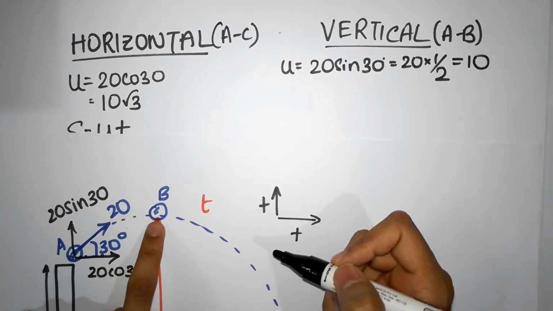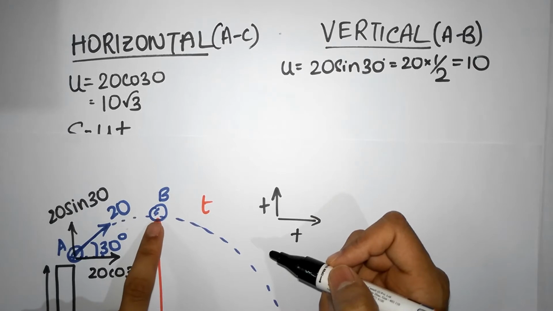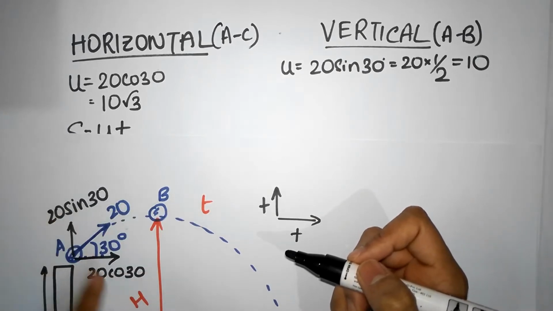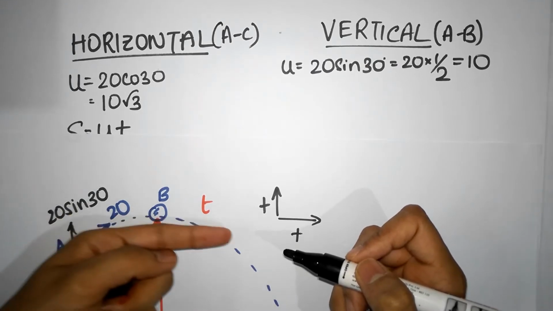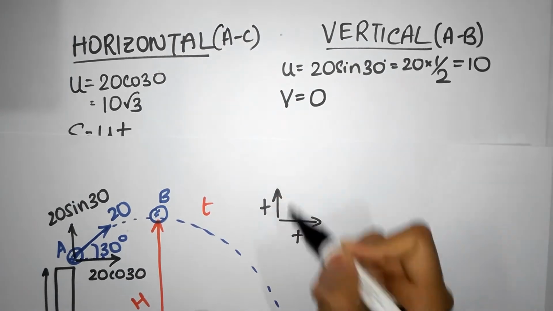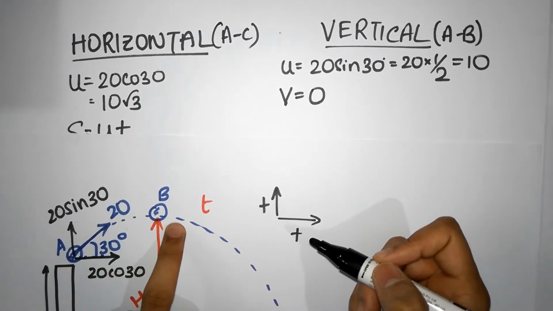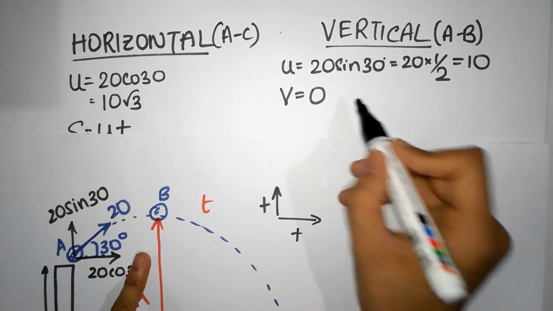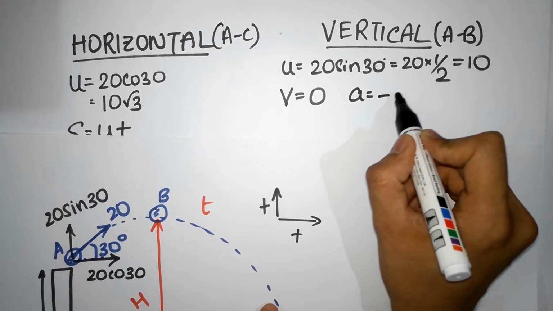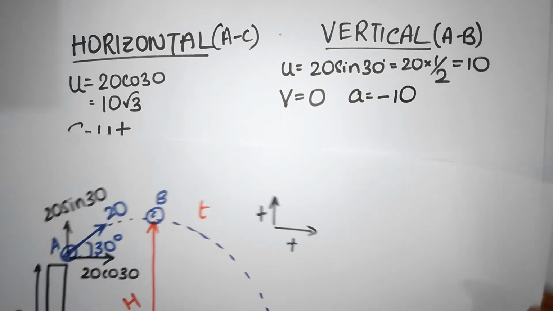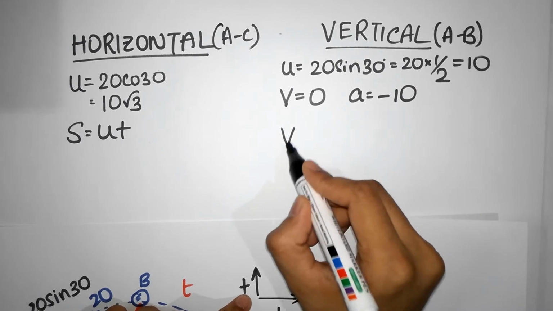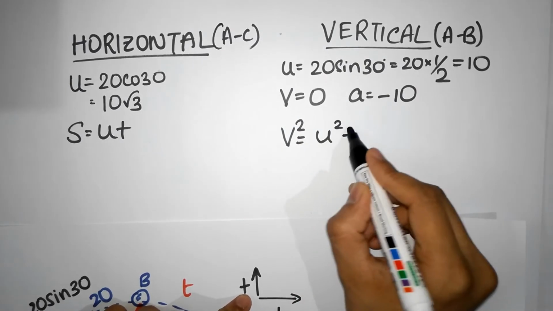We also know what the final velocity is. That's the velocity at the highest point. Notice that in reality the total velocity is not 0. The total velocity is 20 cos 30, but the vertical component becomes 0. So vertically the velocity is 0. And what else do we know? We know acceleration. Notice I took upwards positive, so acceleration becomes minus g, which is minus 10 in all our problems. So we can now use v squared equals u squared plus 2as.